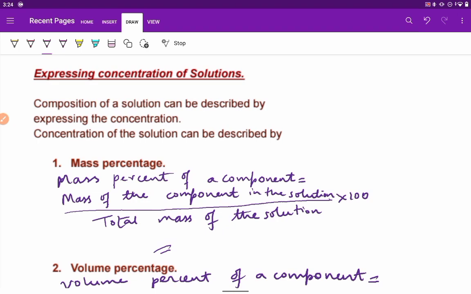So what should we do? We should go for a quantitative description of the solution. For that, we can do it in various ways. Let us see one by one. The first one is mass percentage.